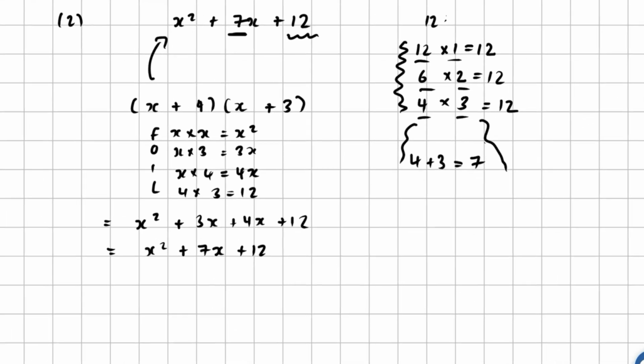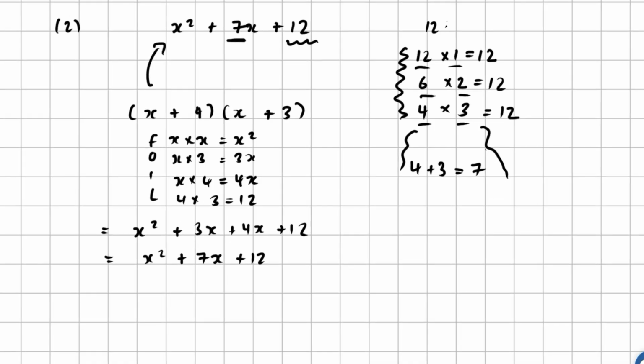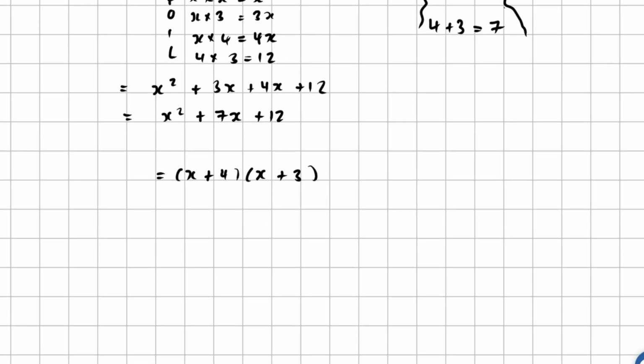Now we know that it's the right two numbers, we can just put it back. So we know it's x plus 4 and x plus 3. Now let's try this again with some negative numbers. So if I had, let me take the bracket out, if I had x squared plus x minus 12.